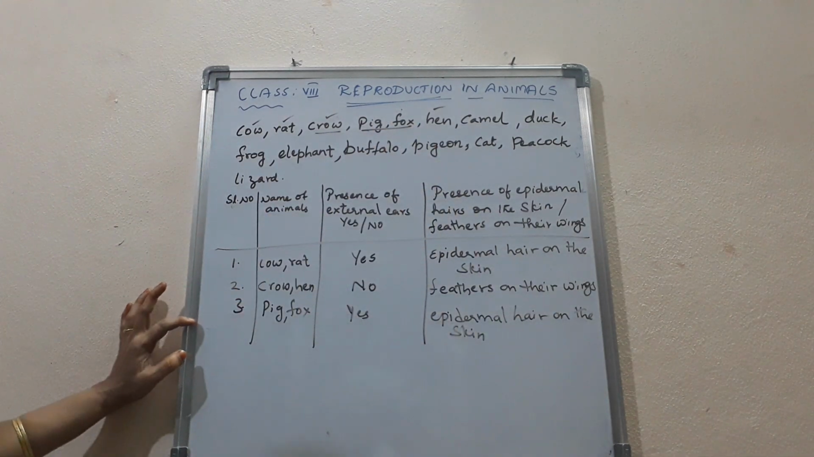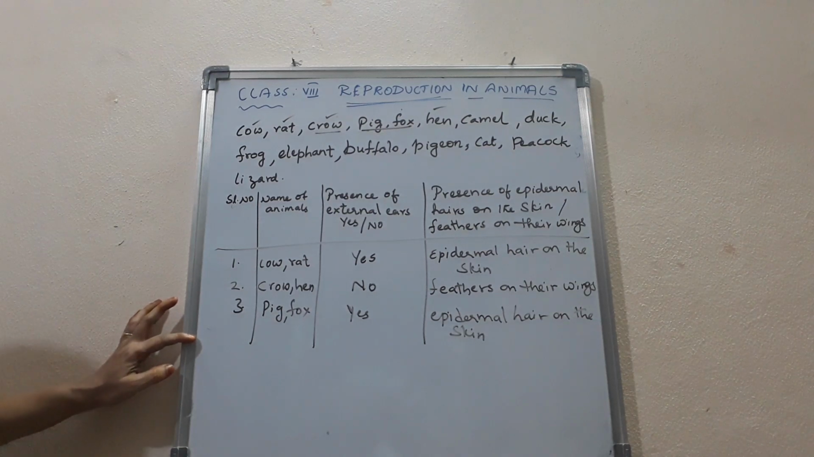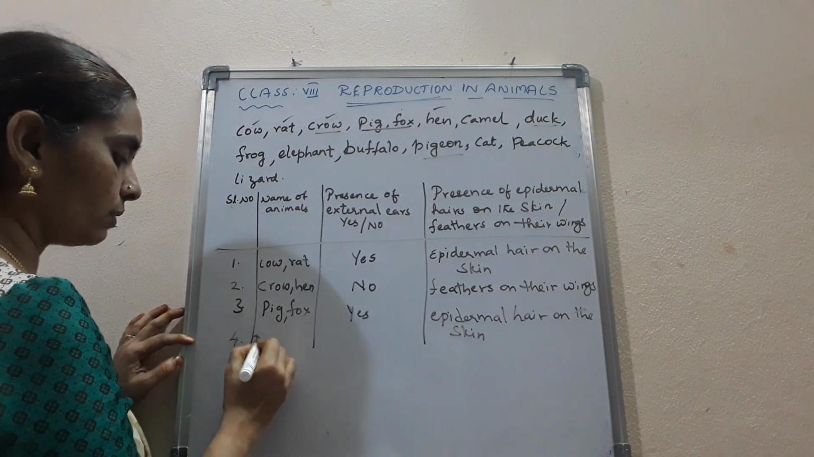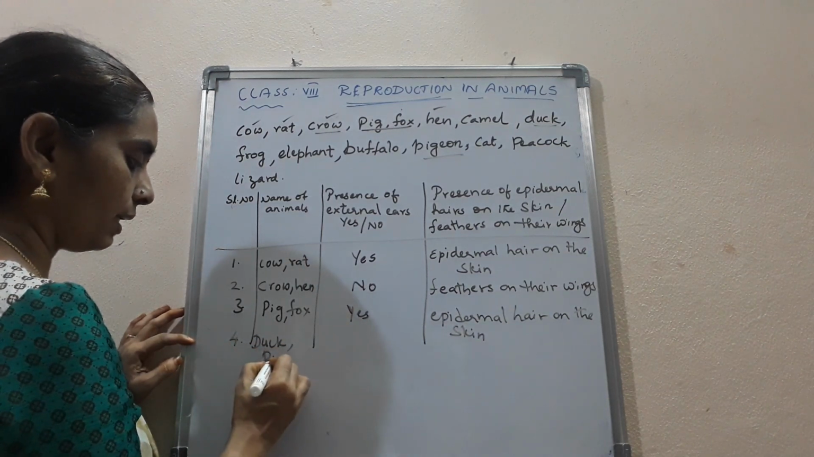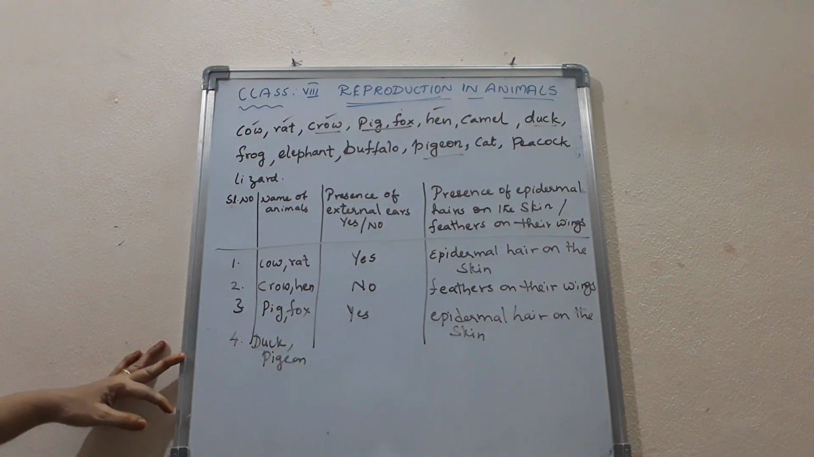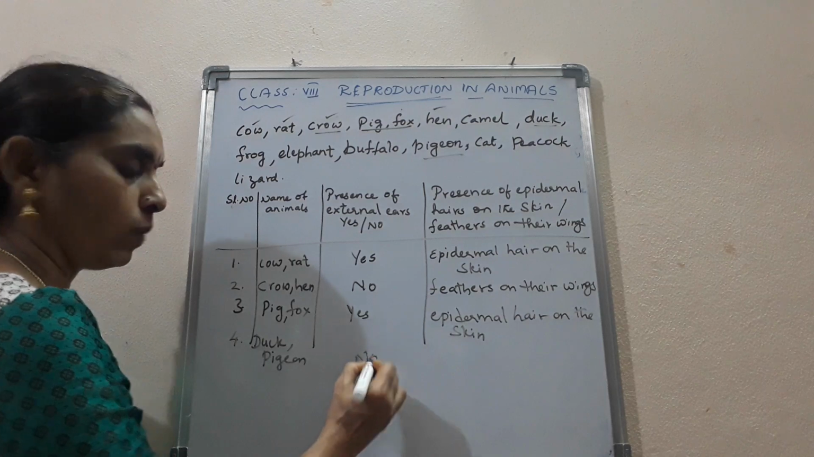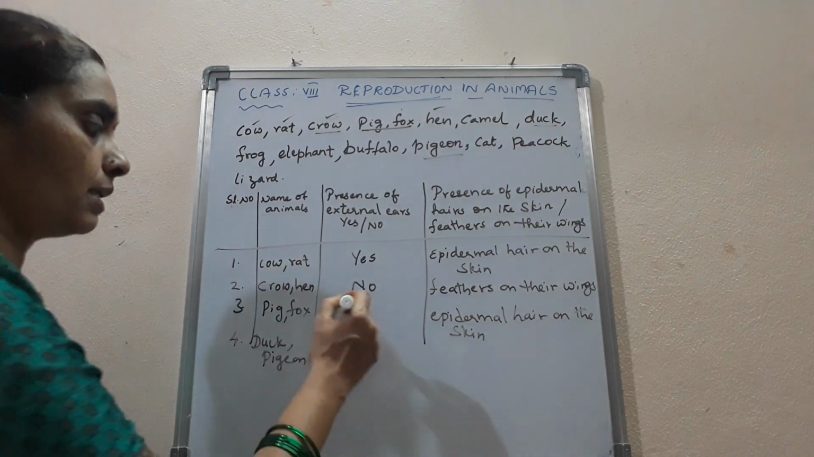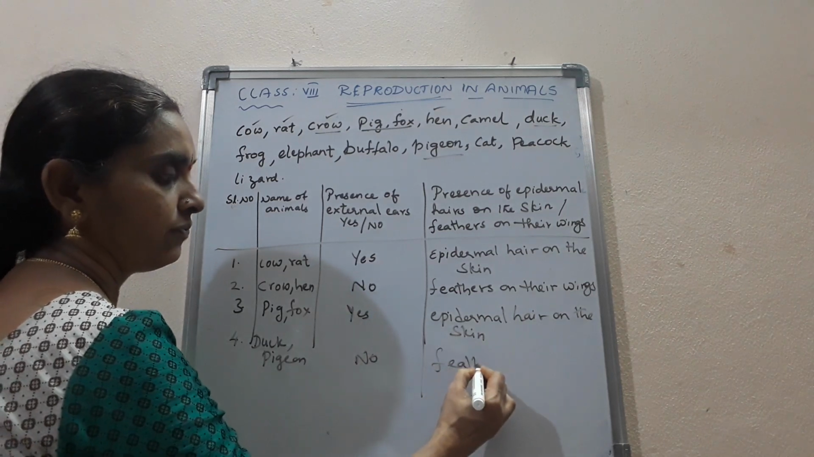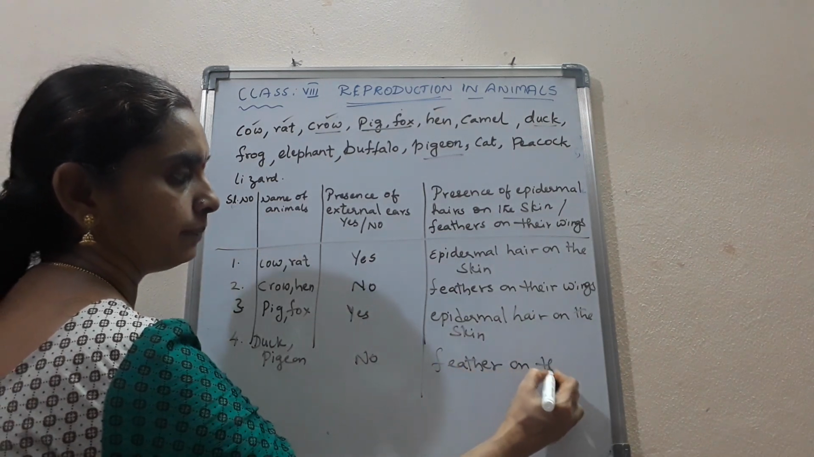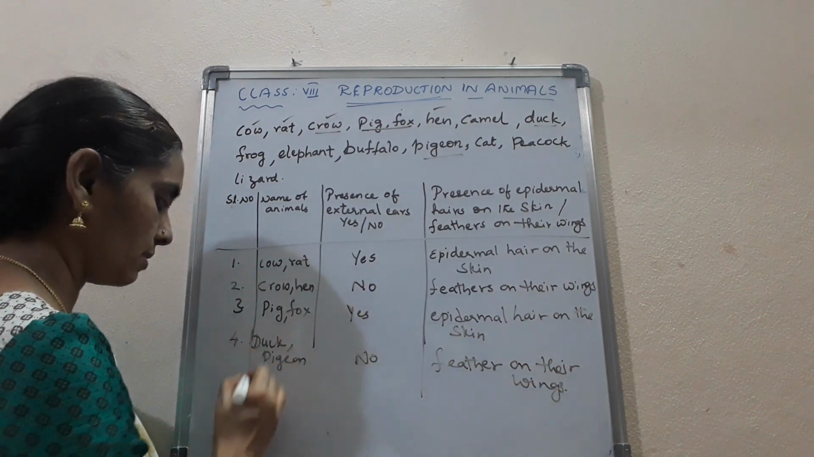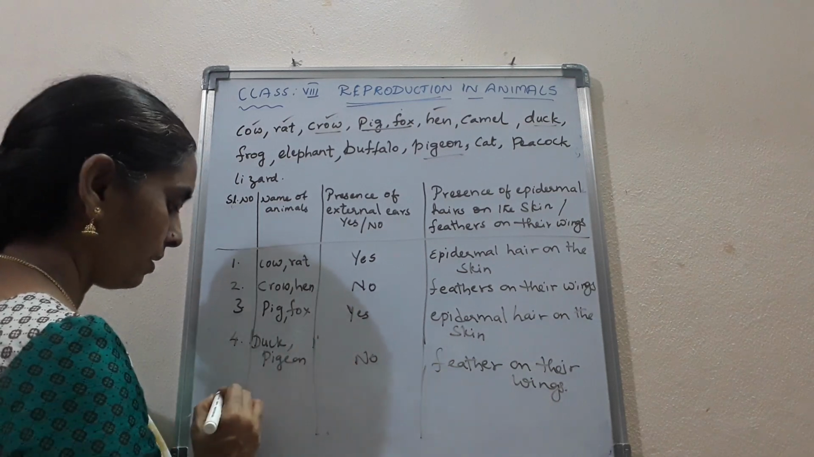So next, coming to the duck and pigeon. They both belong to the same category, isn't it? Duck and pigeon. They do not have external ears, as with crow and hen, but they have feathers, isn't it? Feathers on their skin, on their wings. Feathers on their wings. Okay.